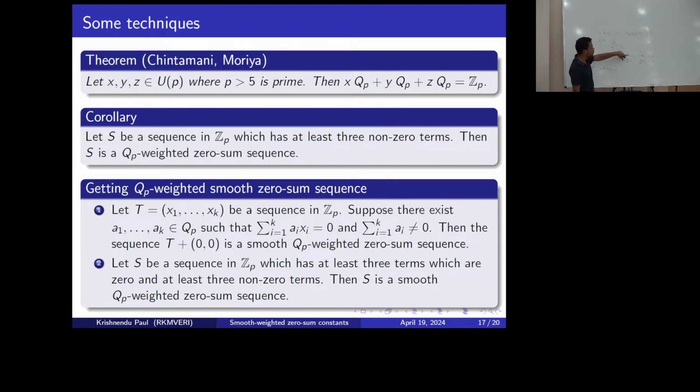So a1x1 plus a2x2 and so on, this is 0 and this is 0. And the sum of the coefficients will be B1 times (a1 plus ... plus ak) plus B2 plus B3. So this is B1 A plus B2 plus B3. So this will be 0. Okay.